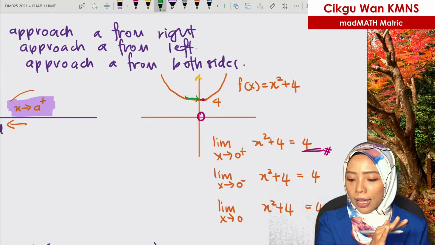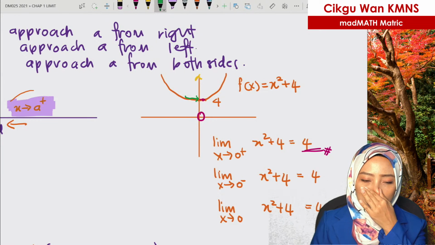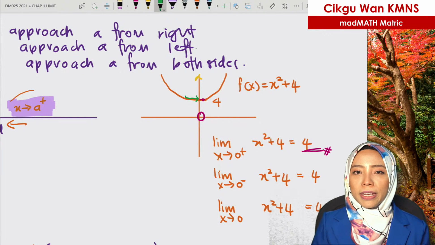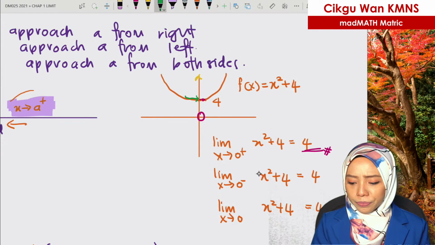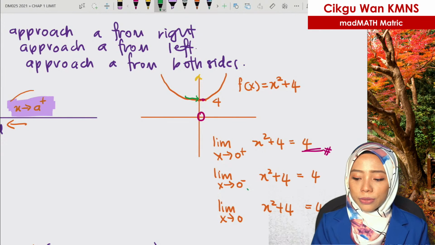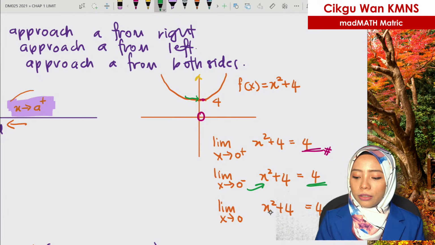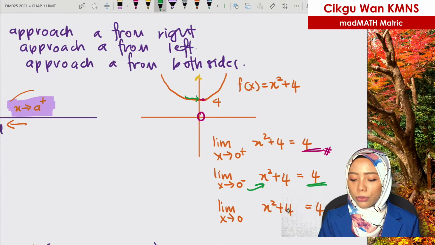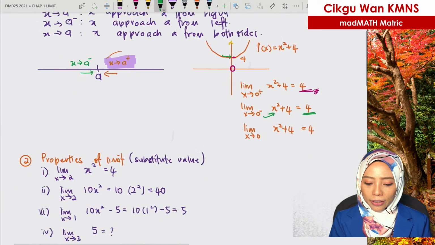x is approaching 0 from the left, ke kiri. For example, the value is negative 0.1, which is the smaller value. But then to solve this problem, we just straight away substitute 0. 0 squared plus 4 will give us 4. While for limit x approaching 0, we substitute 0, 0 plus 4 will give us 4 as well. Alright, let's continue.